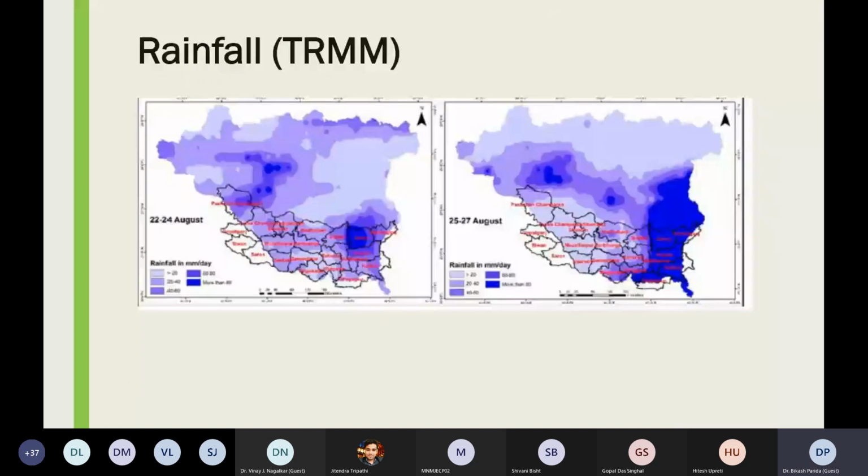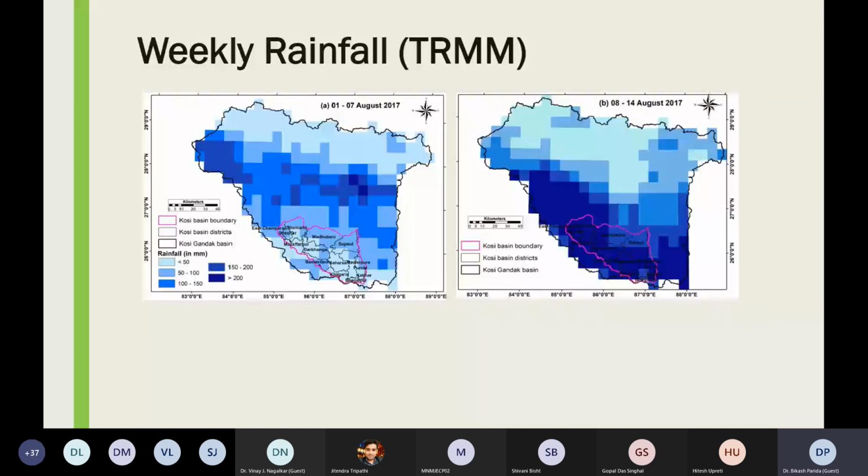This is a clear image you can see here. This is the weekly rainfall of TRMM. You see here, the first week of August has relatively lower rainfall, up to 200 millimeter, but more than 200 millimeter you get over the second week of August, that's 8 to 14 August. And that causes flood in subsequent days.